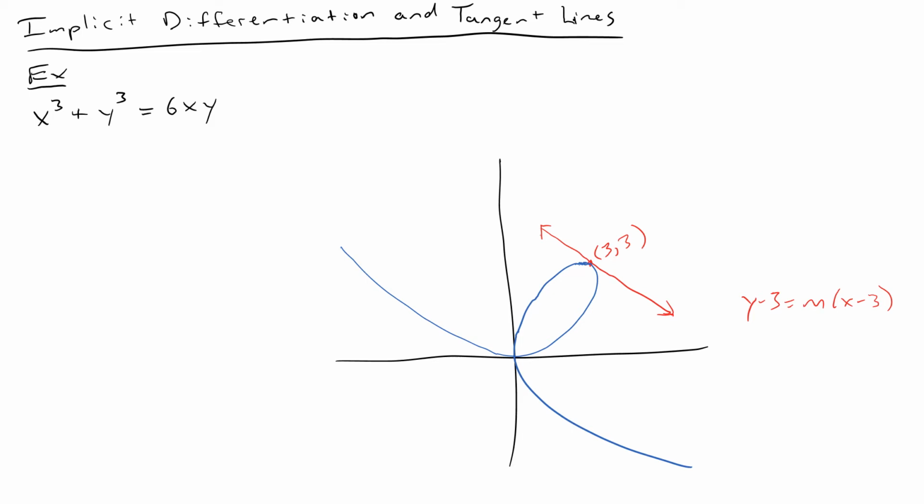Okay, so to finish out our lesson on implicit differentiation, let's return to the equation that we saw at the end of my first video, our introduction to implicit functions. We saw that this equation x cubed plus y cubed equals 6xy could be graphed, and it gives us this loop graph that we see in blue.